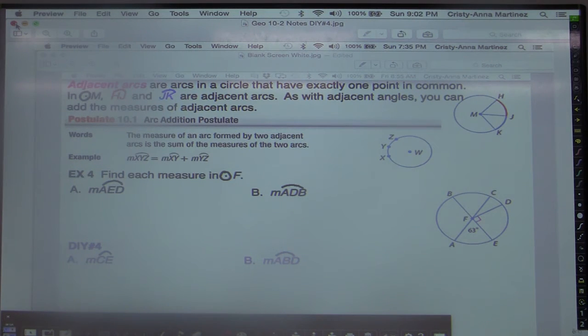And you guys know what the word adjacent means. It basically means next to. We've had adjacent angles in the past, so adjacent arcs are very similar to adjacent angles. But here we have a definition and your postulate. Basically, adjacent arcs are arcs in a circle that have exactly one point in common.